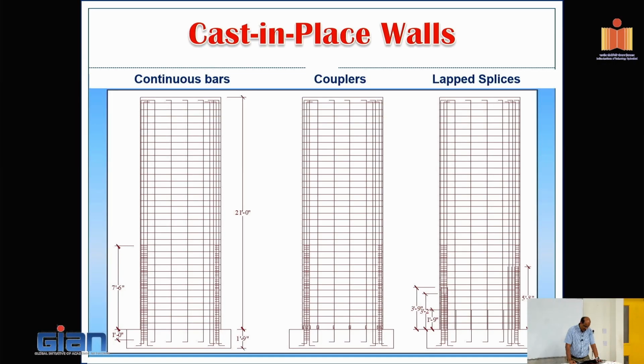One is this is a cast in place wall. The first one is a continuous bar. So the foundation bars continuously go into the wall. In the second case, the couplers are located at the interface here.